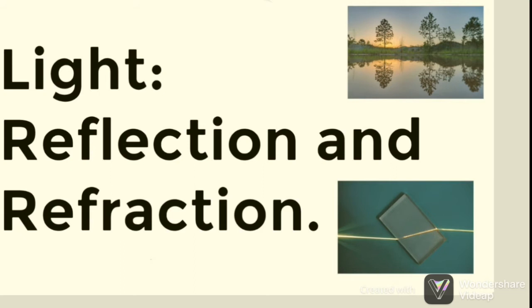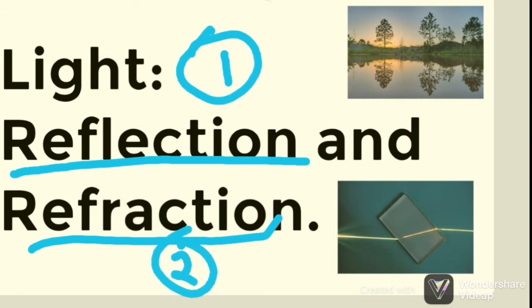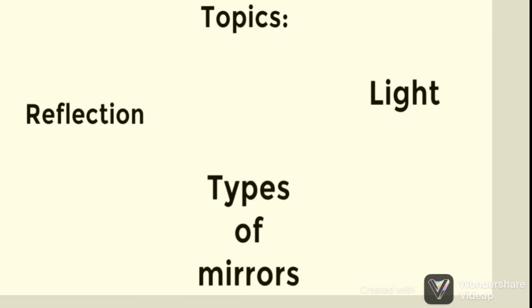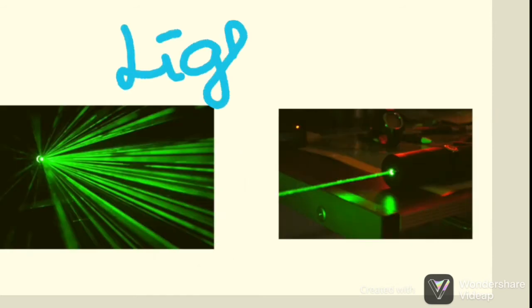So let's start to analyze the name of the chapter. As the name suggests, the chapter is broadly divided into two subparts. The first subpart is reflection and the second is refraction. And let's see what we are going to learn in this video. In this video I have covered the topics light, reflection and types of mirrors.